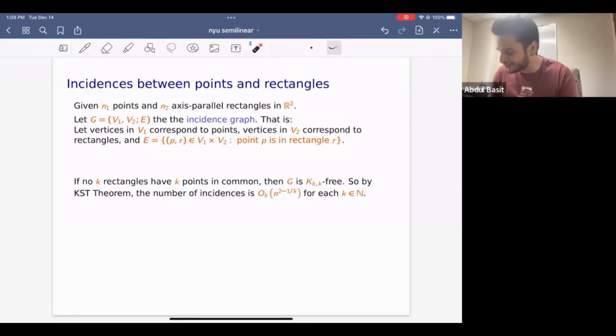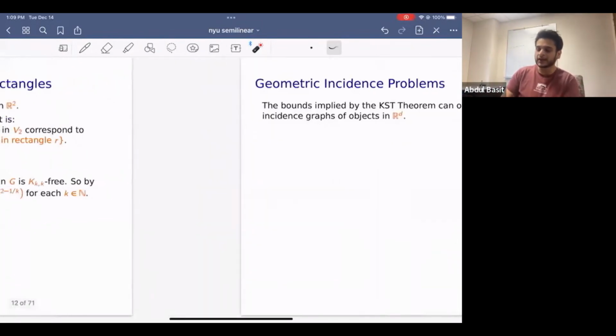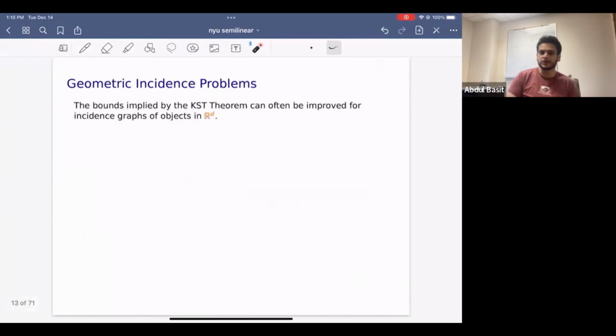Okay, so that's a sum bound. It turns out it's way far from optimal. We can do a lot better, so I will explain how that happens. The general idea is this notion called the geometric incidence problem. A lot of graphs that come from geometry tend to have better bounds associated to them. So that's the idea that we're going to try to use. The bounds implied by the Kővári–Sós–Turán theorem can be improved for incidence graphs of geometric objects.